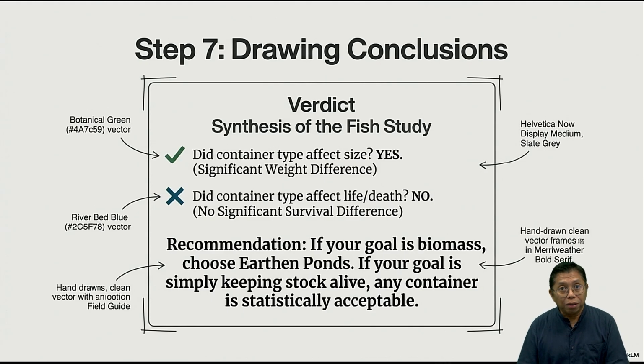So what does it mean in practice? If our goal is to maximize growth or biomass, then the earthen pond is the best option. But if your goal is simply keeping the fish alive, then any container type is statistically acceptable. And when we connect this with other studies, from fertilizer to fish and to urban heat, the key takeaway is that statistics help geographers make evidence-based decisions, not just rely on what looks different.